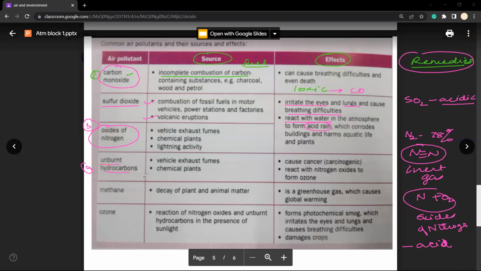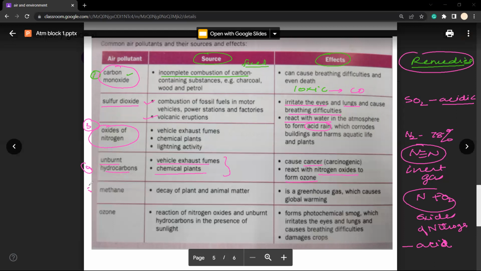So unburnt hydrocarbons we get from the vehicle's exhaust fumes or from the chemical plants, where the hydrocarbons, which are actually acting as a fuel, are not burnt properly. So when they are not burnt properly, they are emitted out in the form of exhaust fumes. Now what is the effect of these unburnt hydrocarbons? They lead to cancer, and when they react with the nitrogen oxides, they form ozone back again. So these are the effects.